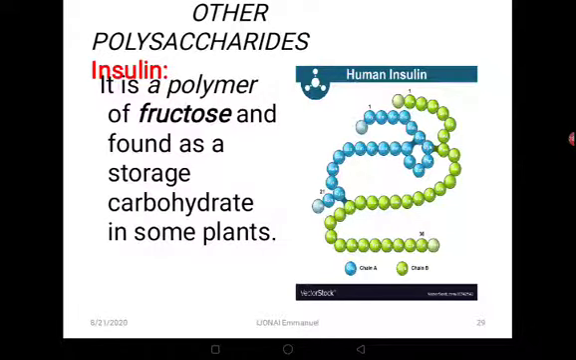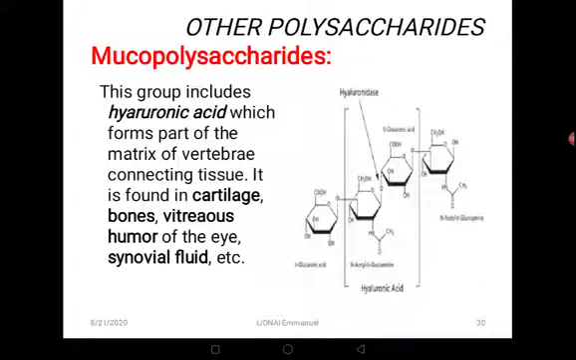And then the other one is inulin. Another polysaccharide is inulin, not to be confused with the hormone insulin, which is involved in the regulation of sugar in our bodies. Inulin is a polymer of fructose, and is found as a storage carbohydrate in some plants and even in animals. As you can see there, a polysaccharide of fructose.